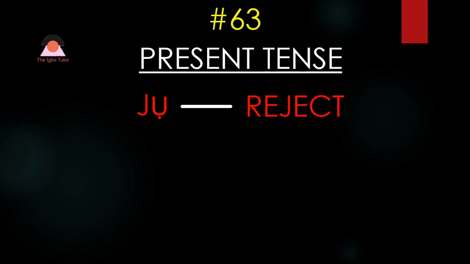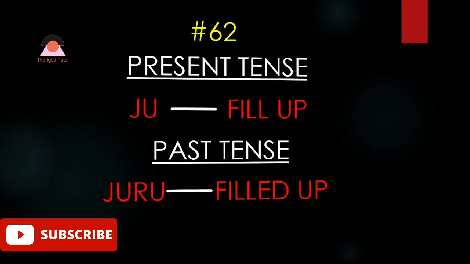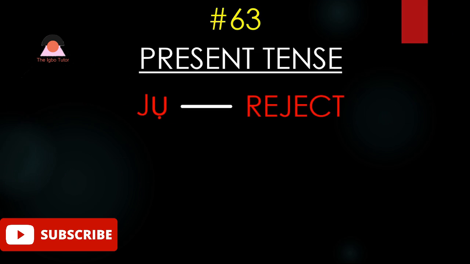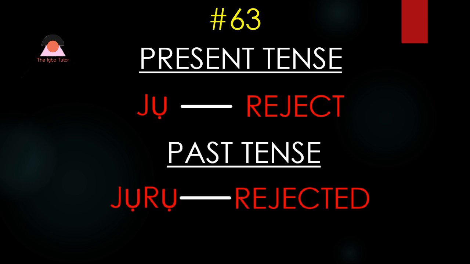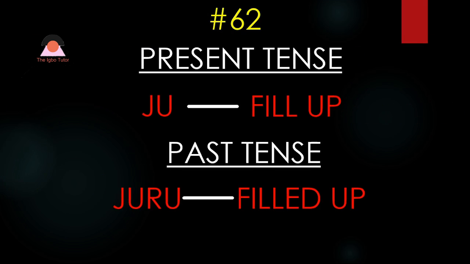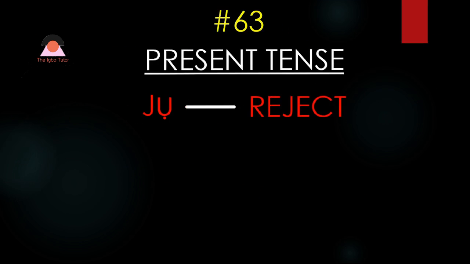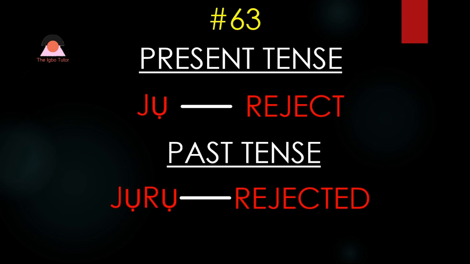We are going. 63. And the word is jo. Look at the two. Ju, no dot under the U. And this one is jo, dot under the U. Sound different. The other one, ju, this one, jo. And this means reject or refuse. Okay, and the past tense of jo is joro. Okay, while the past tense of ju is juru, fill up. So always pay attention to the dots under and where to have no dot under. The sounds will always change. This one, jo, reject, joro, rejected.